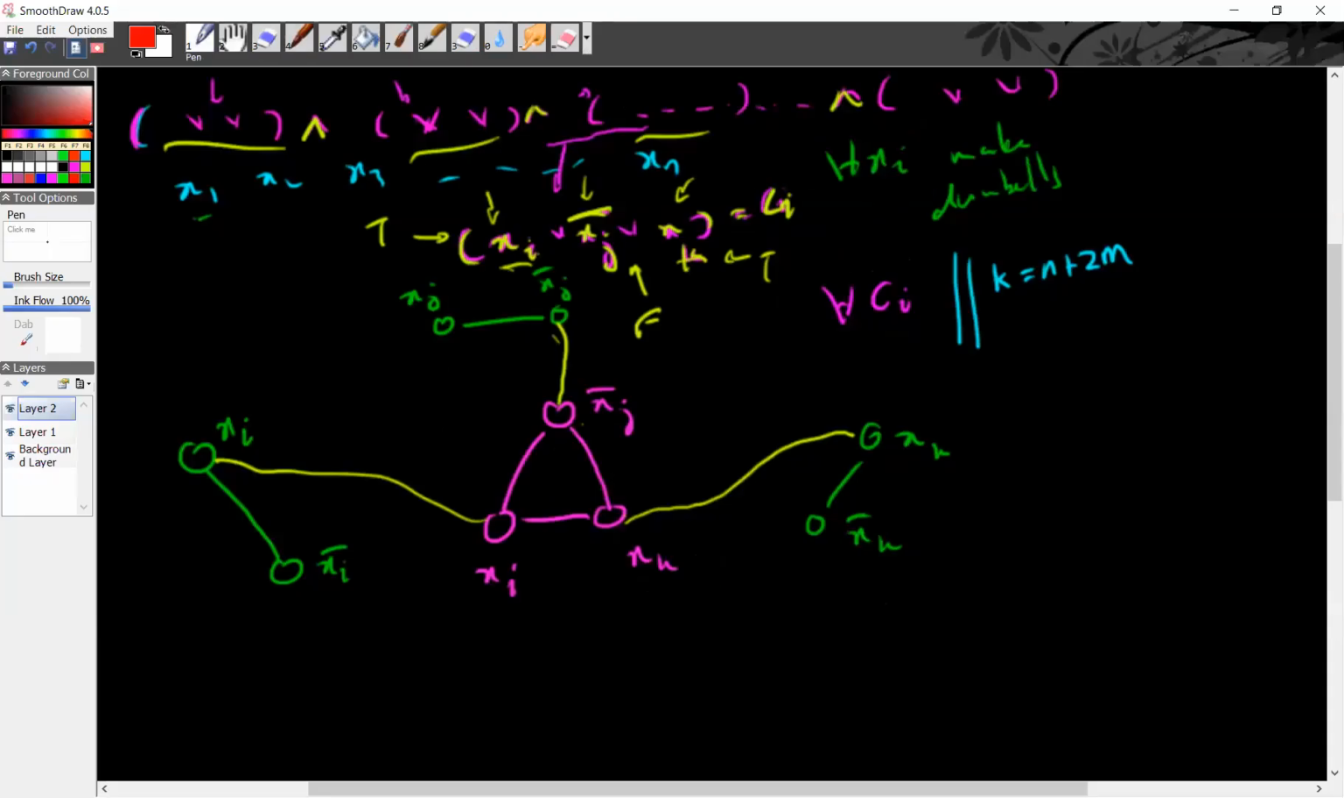So the way that we're going to do it is, we want to show the yes, so I want to do contrapositive. So I want to say yes to vertex cover implies yes to 3-set.